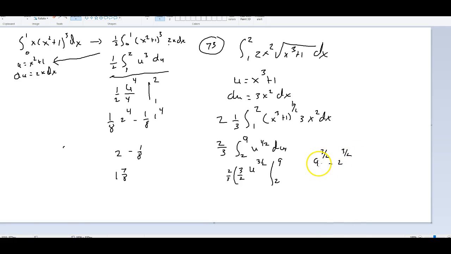9 to the 3/2 power, square root of 9 is 3, cubed is 27, minus, unfortunately this isn't going to go nicely, because square root of 2 is a square root of 2. So square root of 2 to the third power is 2 root 2, and there's my final answer.